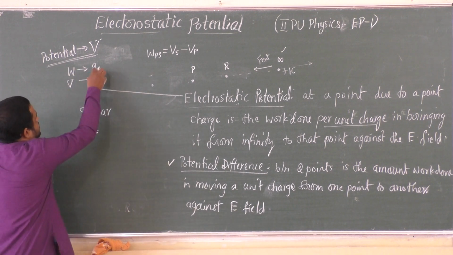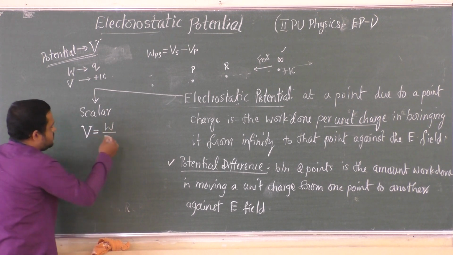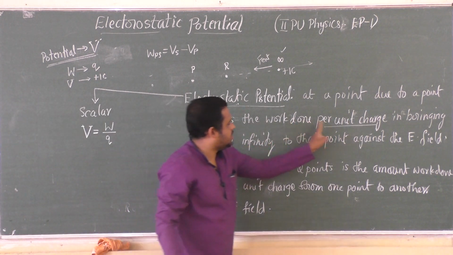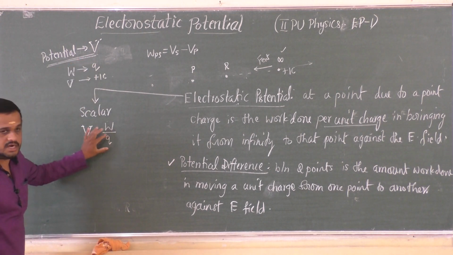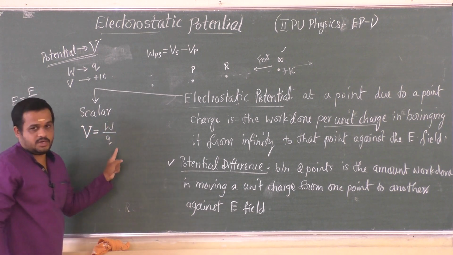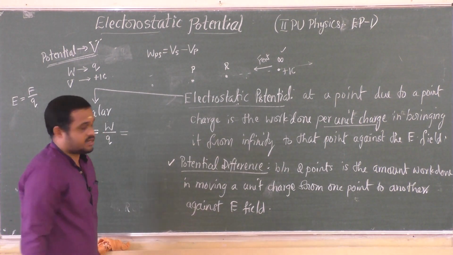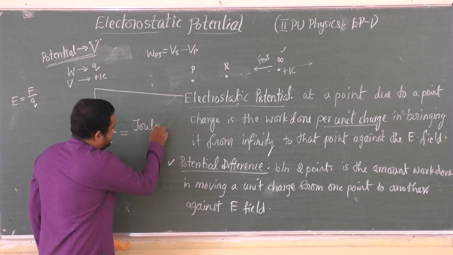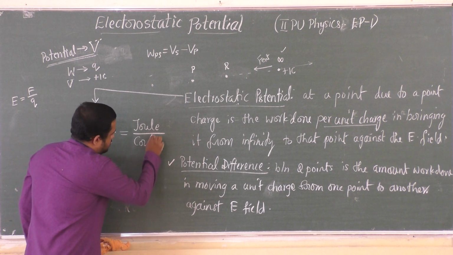If you relate these two quantities, it will be V is equal to W divided by Q. That is the definition. Work done per unit charge. Work done in case of charge Q divided by magnitude of charge. This equation is similar to electric field E is equal to F divided by Q. Force on charge Q divided by magnitude of charge gives force per unit charge. So work done per unit charge, W divided by Q. Now what is the unit of work done? Work done is measured in joules, divided by unit of charge, which is coulomb.